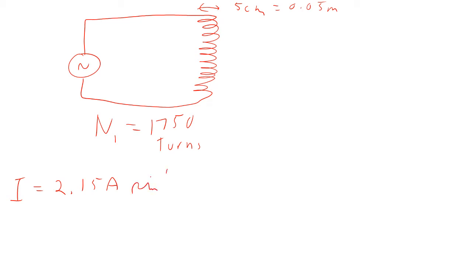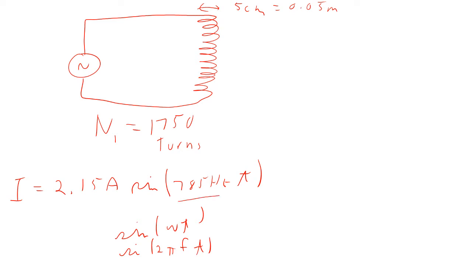sine of 785 hertz t. Okay. Now remember, this is going to be sine omega t, so that's sine 2 pi f t. So the 785 hertz is the angular frequency. It's not the actual f. In this case, the actual f is 125 hertz. So 125 times 2 pi is going to give us the 785.